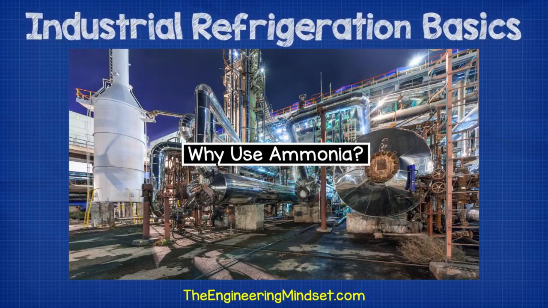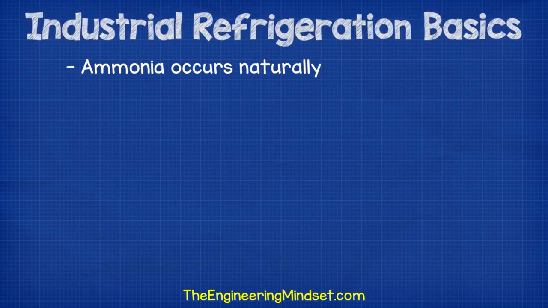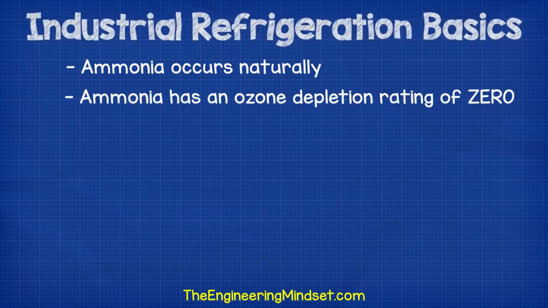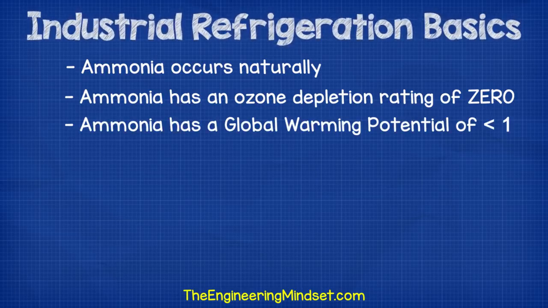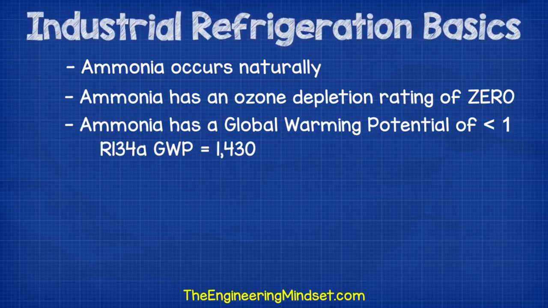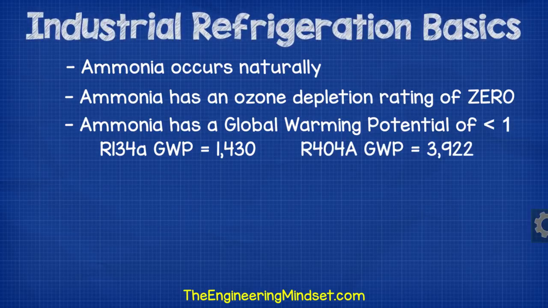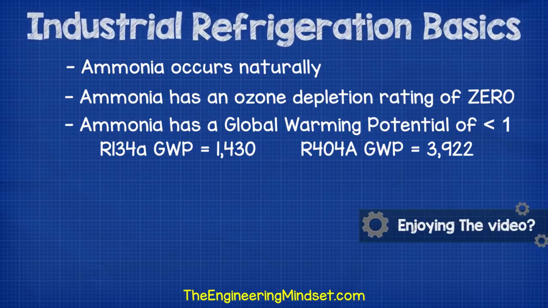I just want to very briefly touch on why we use ammonia as a refrigerant. Ammonia occurs naturally in the environment, it's available in abundant amounts. It has an ozone depletion rating of 0 and a global warming potential of less than 1. If we compare that to other common refrigerants such as R134A, this has a GWP of 1430, and then R404A has a GWP of 3922. You can see why ammonia is very beneficial to use.